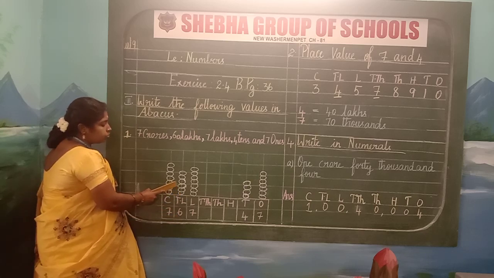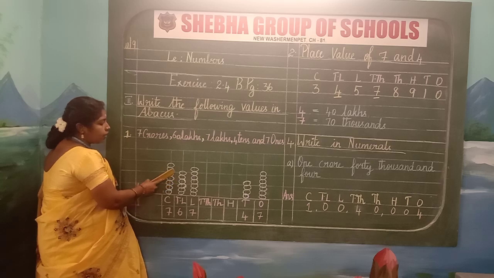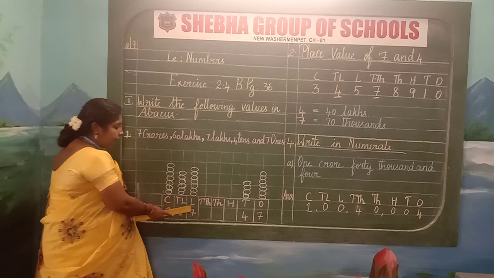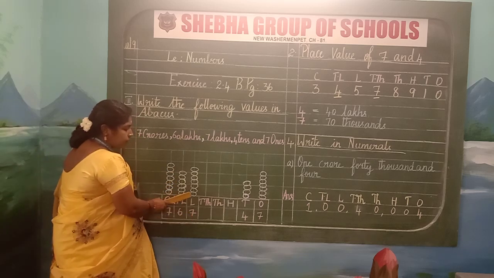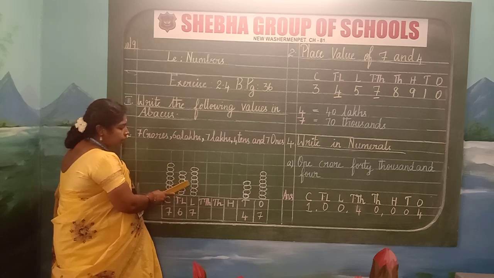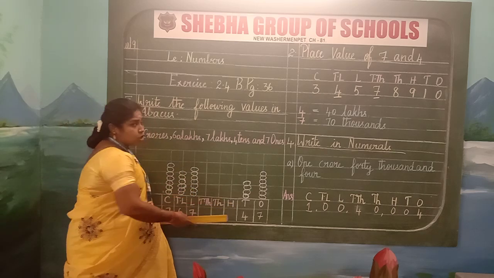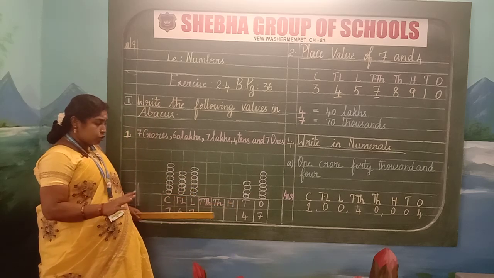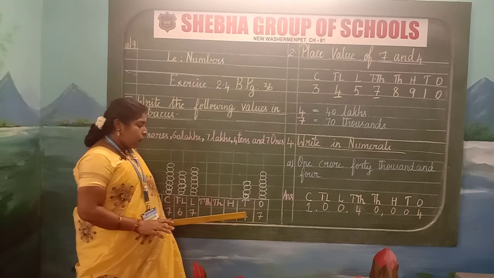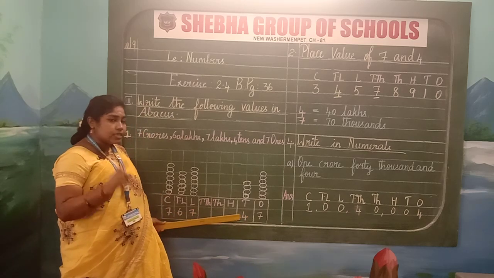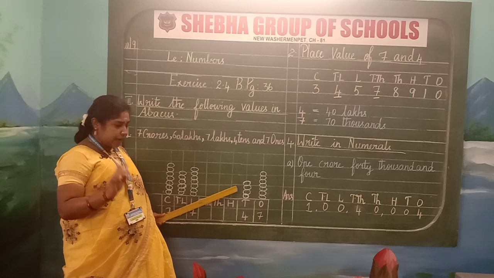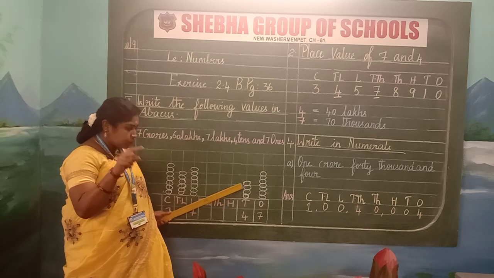1, 2, 3, 4, 5, 6. And then in lakhs, draw 7 beads. 1, 2, 3, 4, 5, 6, 7. So here 10,000, 1,000 and hundreds are blank. So we should not draw any beads there. Now in tens, what is the number? 4. Draw 4 beads. 1, 2, 3, 4.